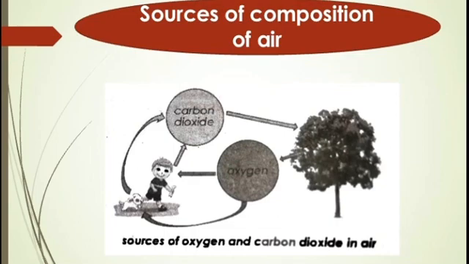We know that water vapor in the air comes from different water bodies. Once the air gets filled with water vapor, it changes into water droplets and falls as rain. Right? Yes. So now, I hope you all have understood the sources of the composition of air.